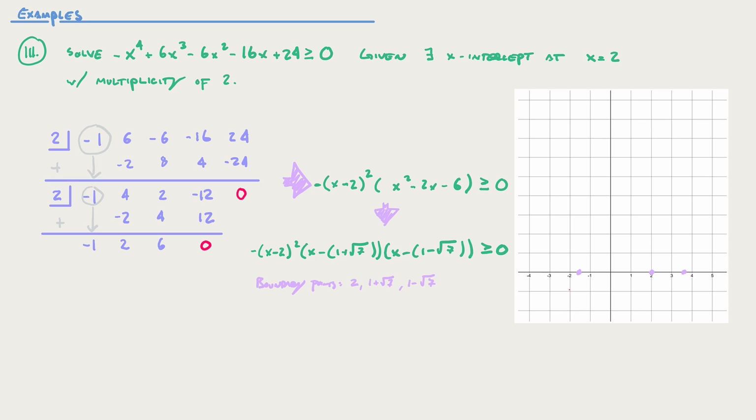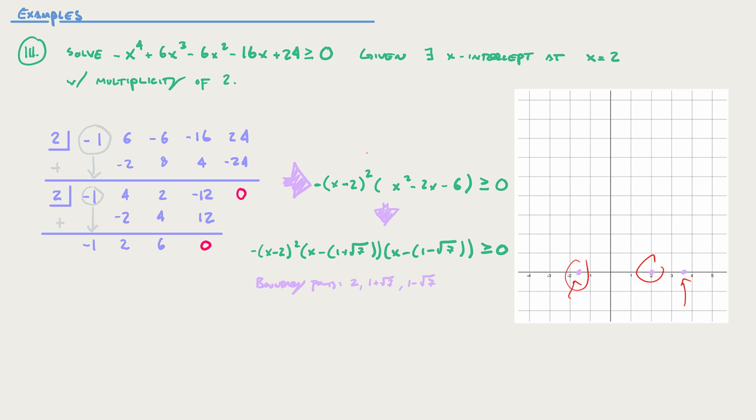So I went ahead and plotted my boundary points here. So this is about like -1.67. This is about 3.64. I think I said 1.67, but I meant -1.64 here. And then we got 2. So now we need to examine end behavior and multiplicities, right?